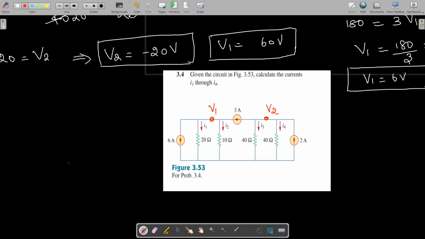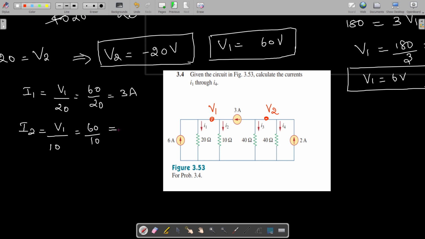So now we can find out the I1 through I4 currents. What is I1? I1 is equal to V1 by 20. V1 is 60, so 60 by 20 is 3 amps. And I2 is again V1 by 10, so it is 60 by 10. So it is 6 amps.